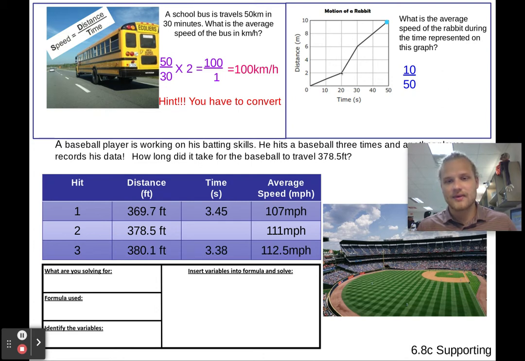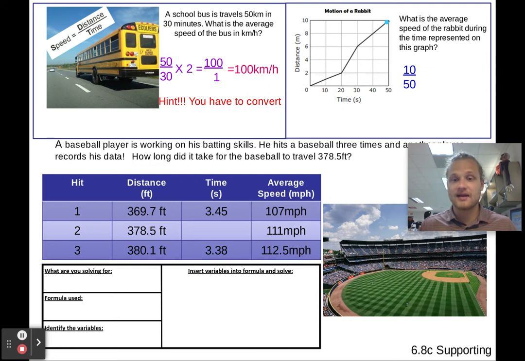After 20 seconds, the rabbit's traveled 2 meters. Then after 10 more seconds, the rabbit has jumped and traveled all the way to 6 meters. And then after 50 seconds, the rabbit's traveled 10 meters. All we care about for average speed is the entire distance. We just care about the total distance that it traveled in the amount of time given. All right, so what is the average speed of the rabbit during the time represented in the graph?